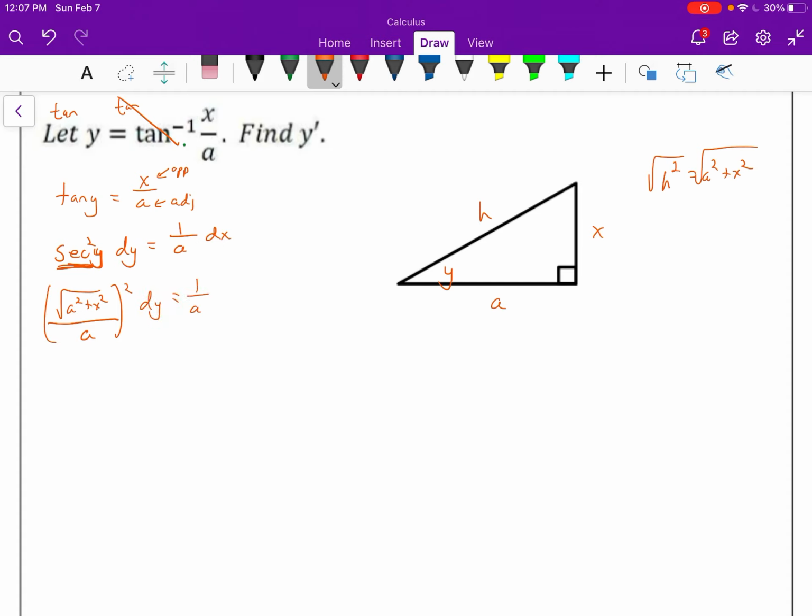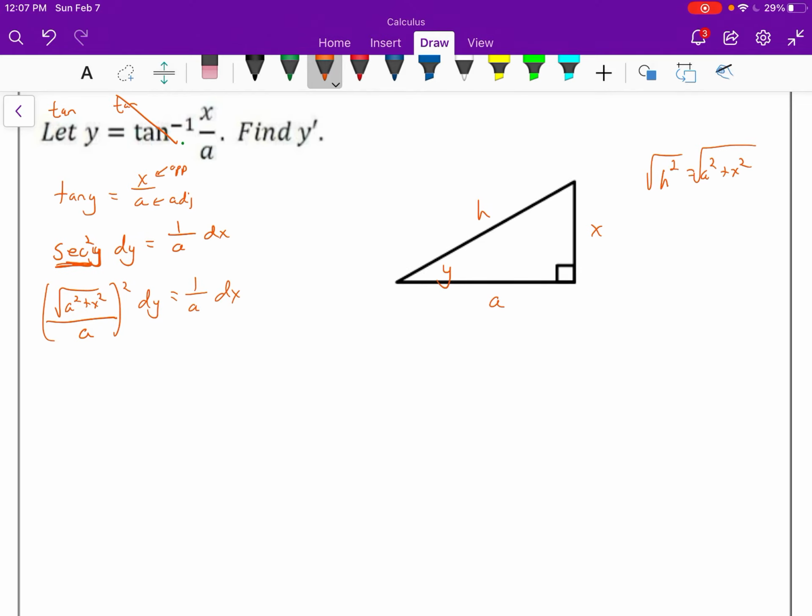dy equals 1 over a dx. So when we square this, the squared in the numerator cancels with the square root, so we just have a squared plus x squared. In the denominator, we have a squared, dy equals 1 over a dx.